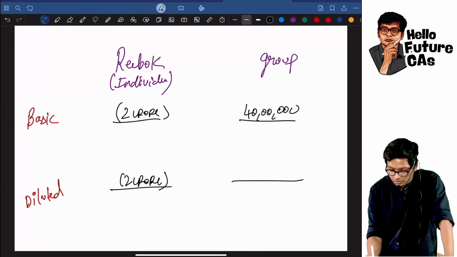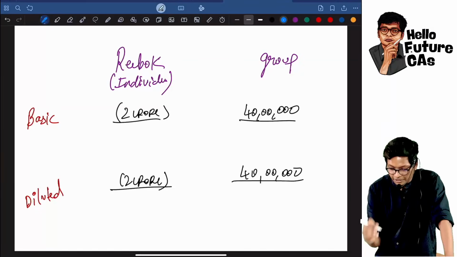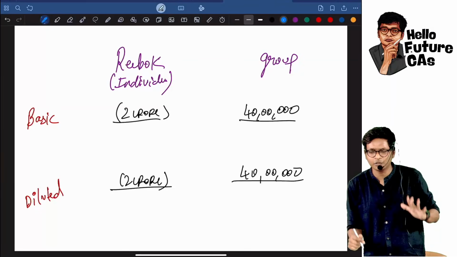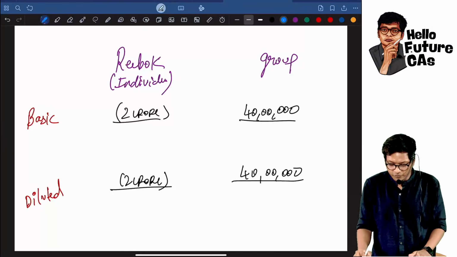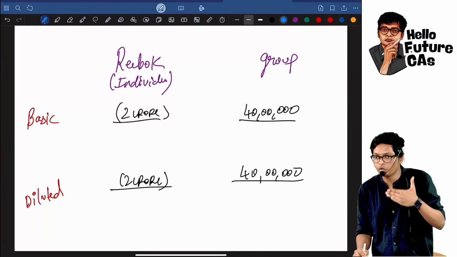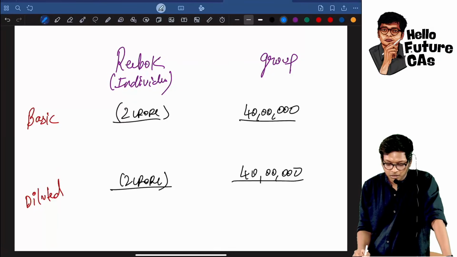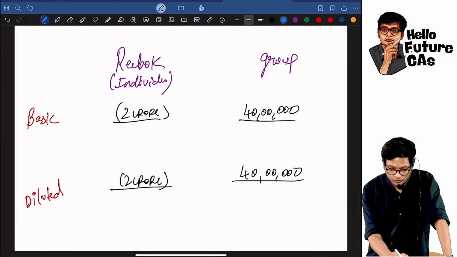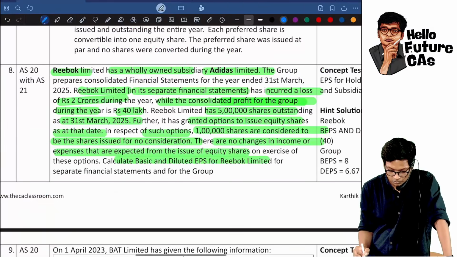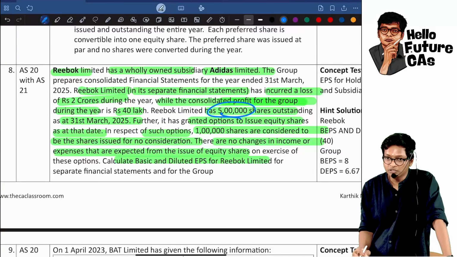Correct? Are you all with me, guys? Are you understanding our Jan 25 RTP? Easy question. In 2 minutes I will finish now. I first have to finish basic, then let me go for diluted. What is the number of shares for Reebok, guys? 5 lakh shares are outstanding. Correct? 5 lakh shares are outstanding.